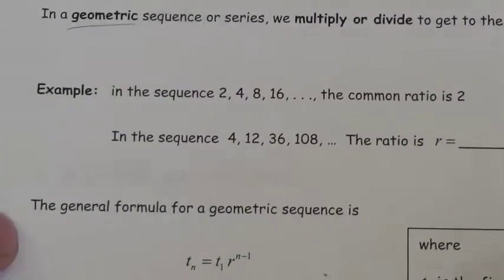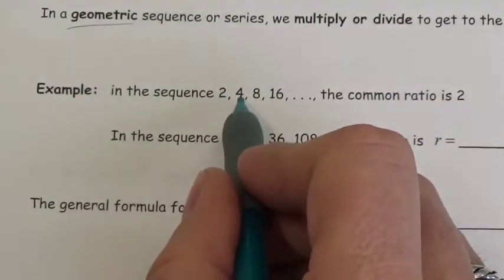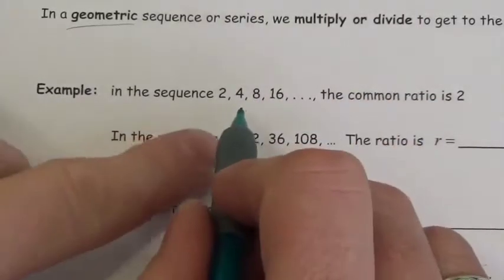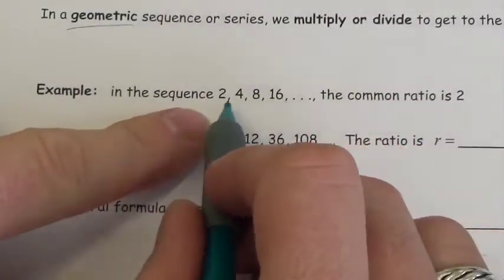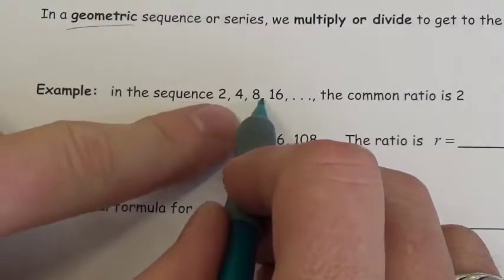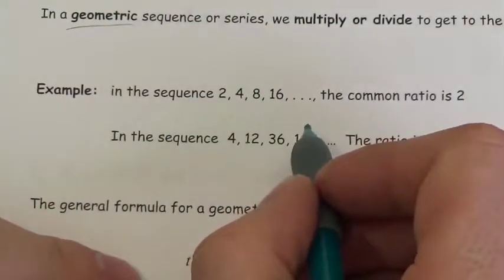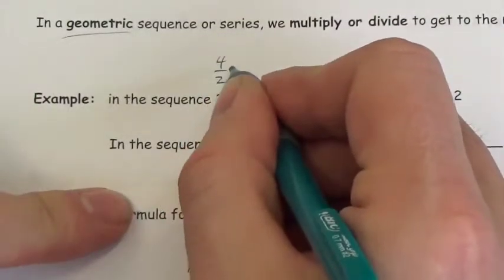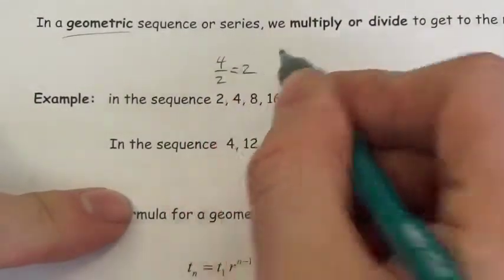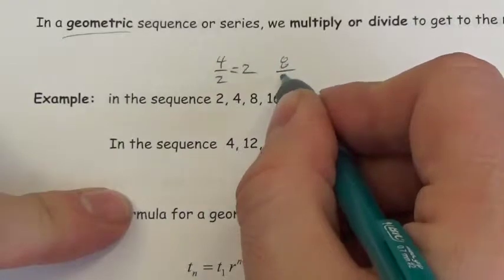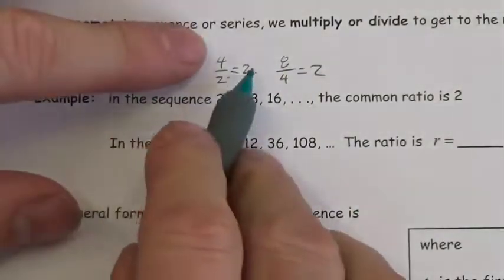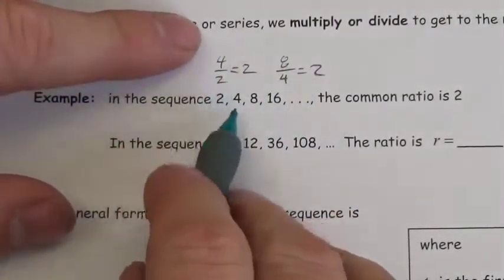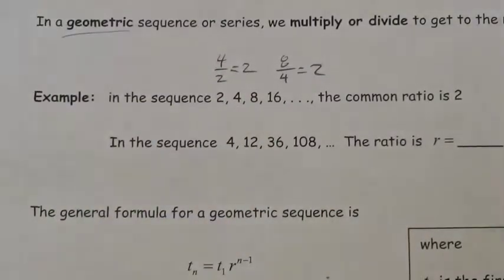Let's take a look at a little example. You've got the sequence 2, 4, 8, 16, and so on. What am I doing to go from 2 to 4, then 4 to 8, then 8 to 16? I'm multiplying by 2. I know that's what I'm doing, because if I take the second term divided by the one previous to it, I get 2. If I take the third term divided by the second term, I get 2. So it's this common value that is the ratio of the two terms.